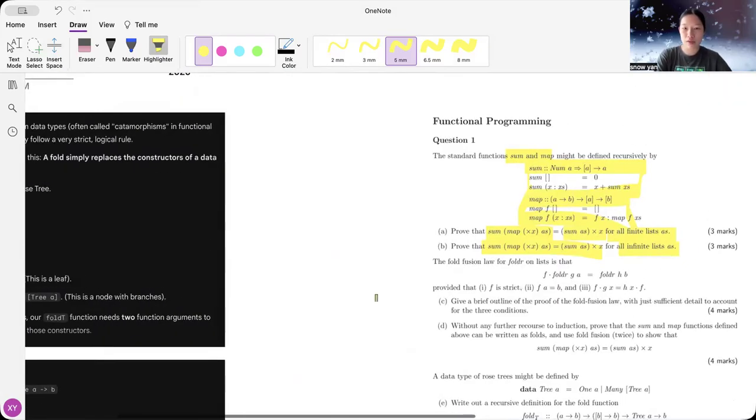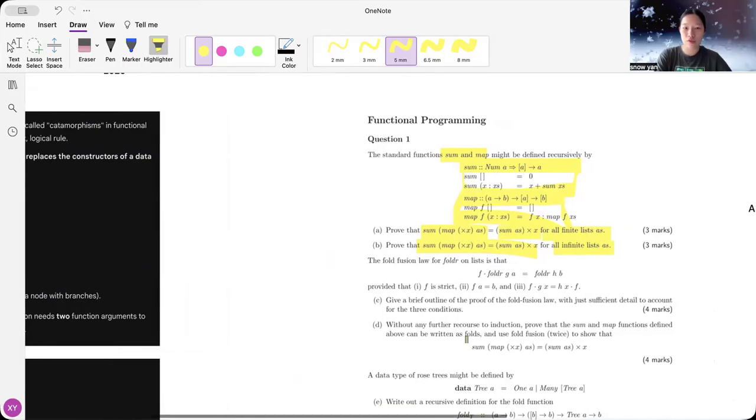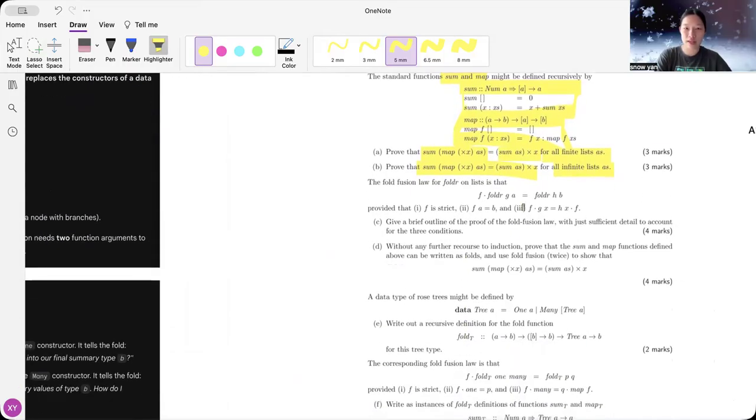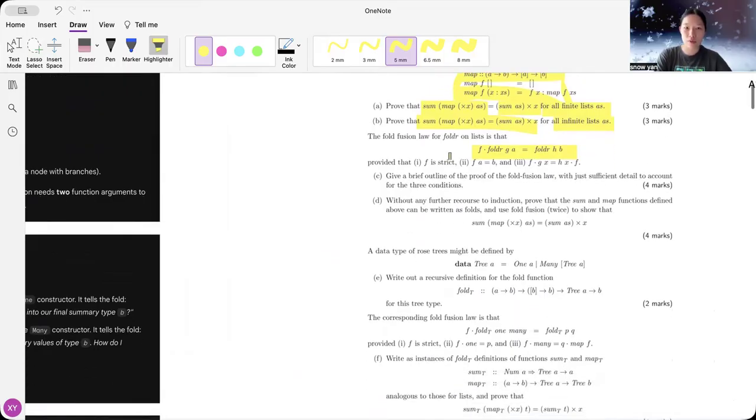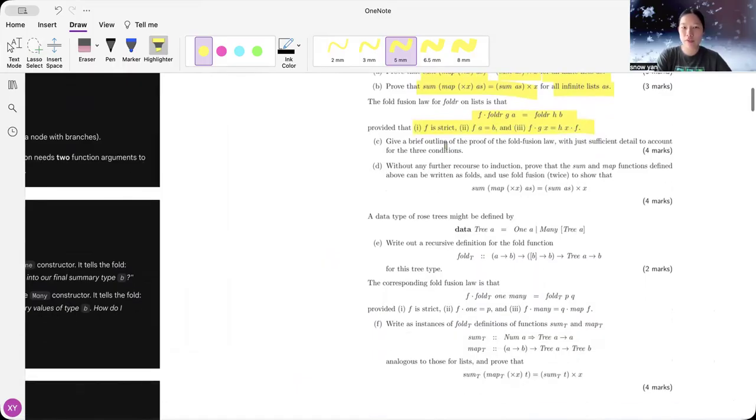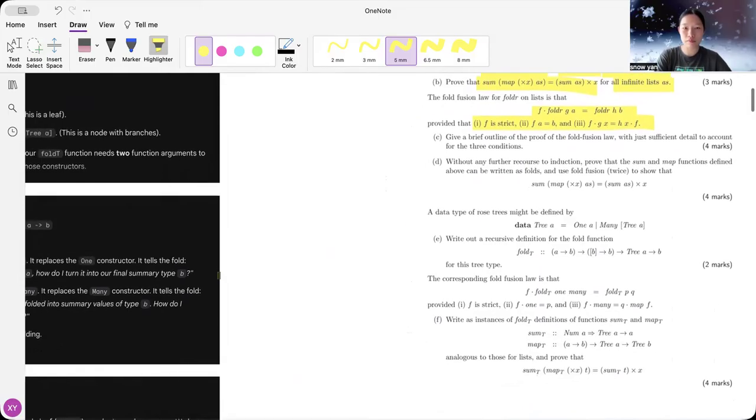And then part C, we're asked to show the fold fusion law for foldr on lists, that this holds: f . foldr g a is equal to foldr h b, provided these three conditions. Give a brief outline of the proof of the fold fusion law with sufficient detail to account for the three conditions.